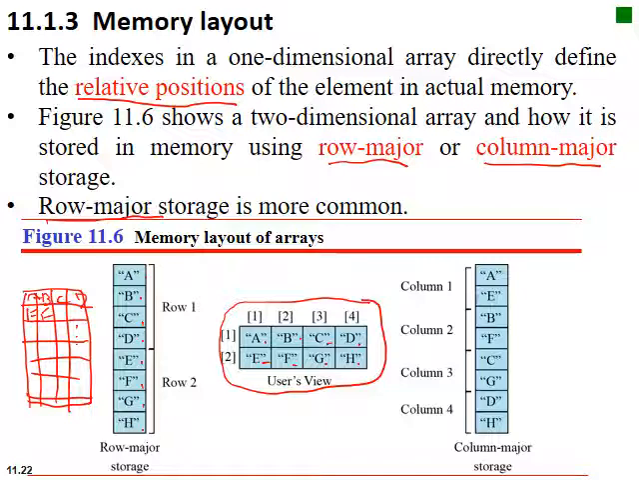Or if it would consider column major storage, then instead of reading by rows, it's rather going to read first by columns. So then it's going to store the stuff as A, E, B, F, C, G, D, H. So there you can see in column format A, E, B, F, C, G, D, H. Alright.